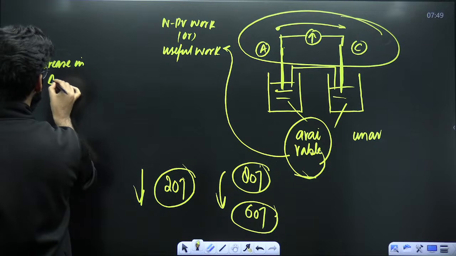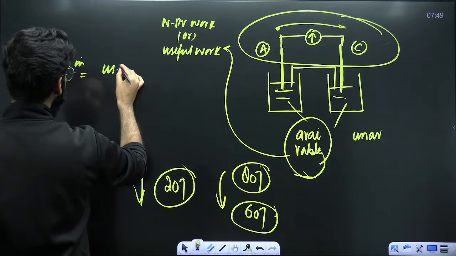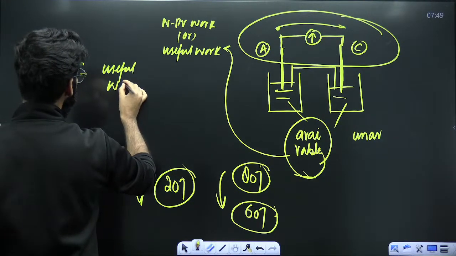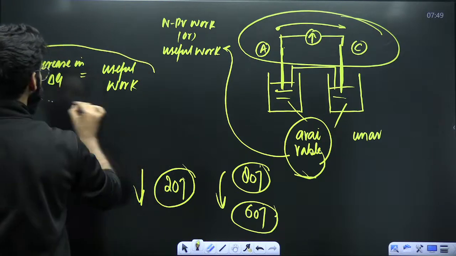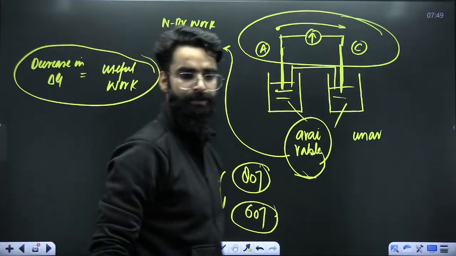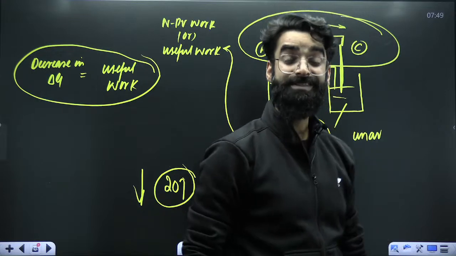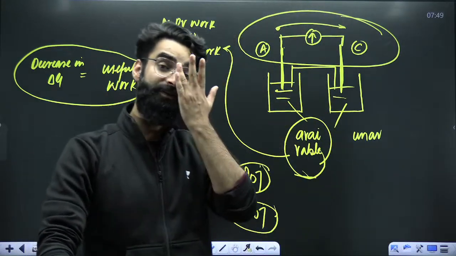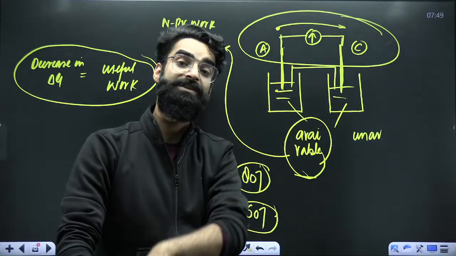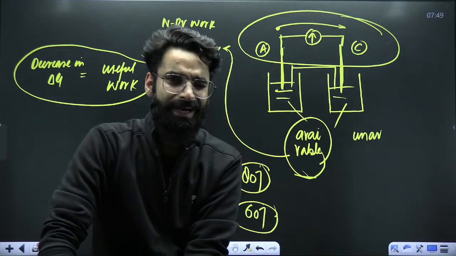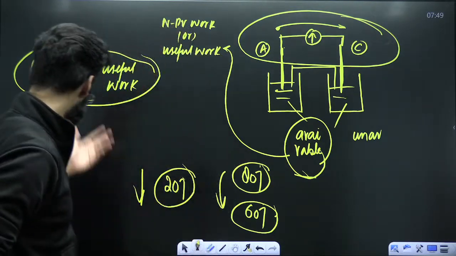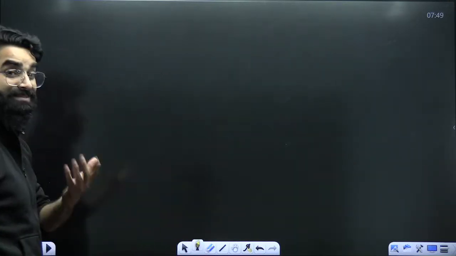Decrease in the Gibbs free energy of the system is equal to useful work, which is equal to non-PV work. Right? Perfect. So what is Gibbs free energy now? It is that part of the energy of the system which is converted into useful work. Let's try to understand all this mathematically, because without mathematics, this is all useless, right? And then you can understand a bit more in detail.